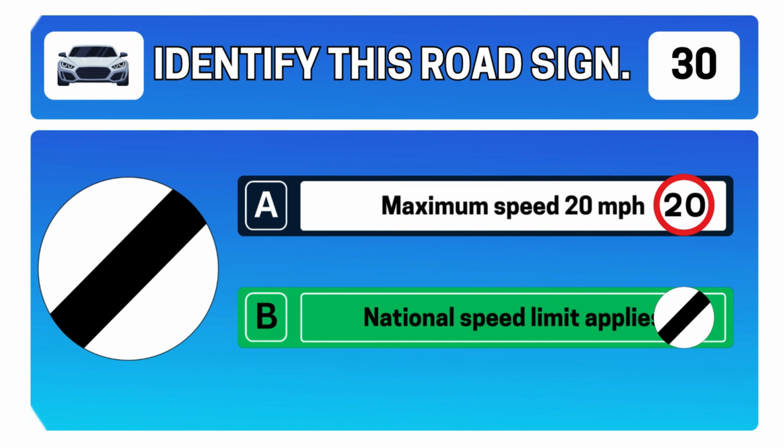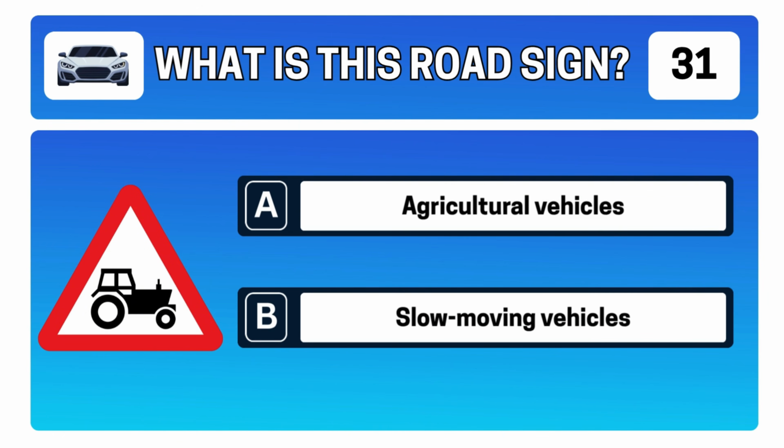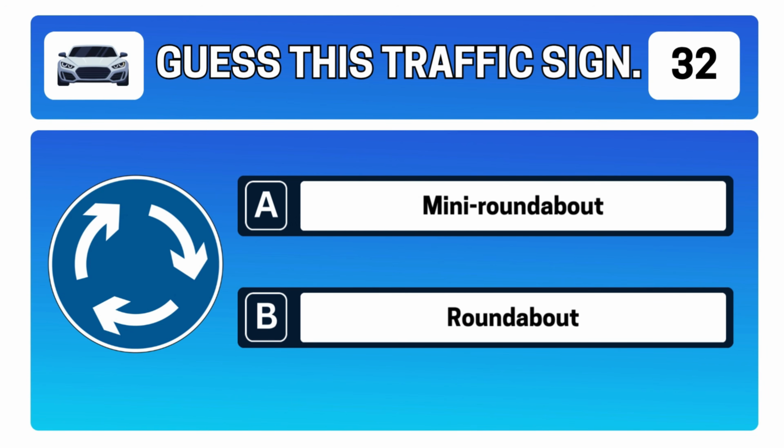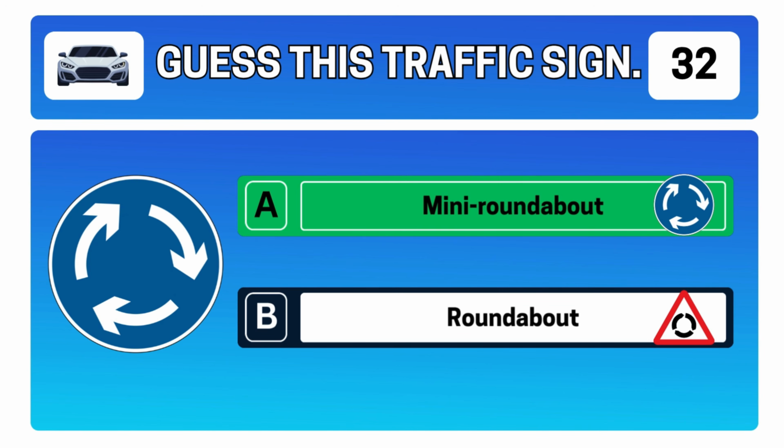What is this road sign? A. Agricultural vehicles. B. Slow-moving vehicles. Right. It is the agricultural vehicles sign. Guess this traffic sign. A. Mini roundabout. B. Roundabout. Perfect. It is the mini roundabout sign.